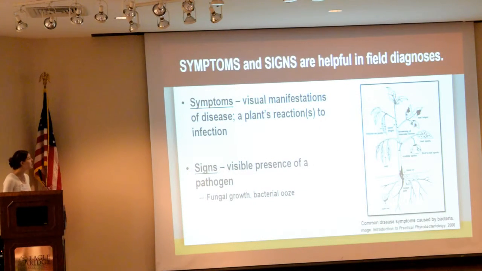Just a quick thing, what plant pathologists use, we look for symptoms and for signs. Symptoms are the visual manifestations of disease. It's the plant's reaction or expression to infection. And when we're talking about signs, it's actually the visible presence of a pathogen. That could be the mold growth or bacterial ooze or sclerotia in some cases, which I'll talk about later. This is an example of some bacterial symptoms. You can have wilting, you can have spots on leaves or in fruit on the stems as well.